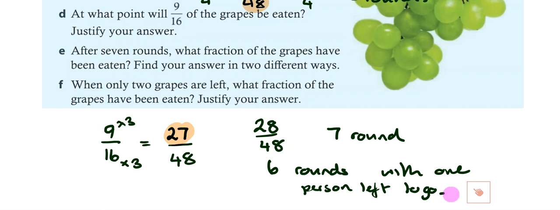Because are we talking accuracy here? No. With fractions, are we talking about whether our answer makes sense? Yes. Ish, we have to take that into consideration. Yeah, justifying our answers, definitely. Right, finally, after 7 rounds, what fraction of the grapes have been eaten? Well, we've already done that, which is 28 out of 48.